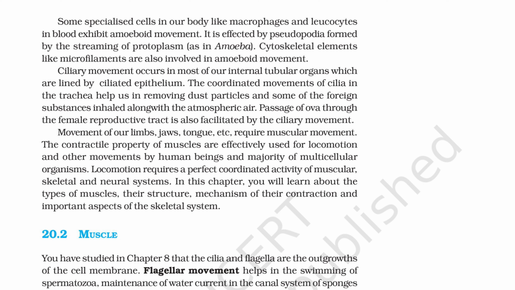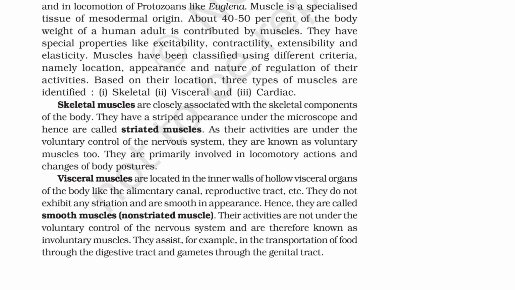Muscle. You have studied in Chapter 8 that the cilia and flagella are the outgrowths of the cell membrane. Flagellar movement helps in the swimming of spermatozoa, maintenance of water current in the canal system of sponges and in locomotion of protozoans like euglena. Muscle is a specialized tissue of mesodermal origin. About 40 to 50% of the body weight of a human adult is contributed by muscles. They have special properties like excitability, contractility, extensibility and elasticity.